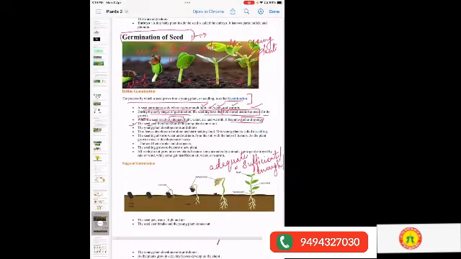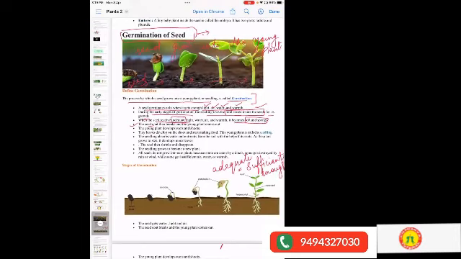So as soon as they get the light, air, water, and warmth, they become soft and spongy, and the seed coat will then break. And from that, who will come out? The young plant comes out. Then this young plant will develop into the root and shoot.